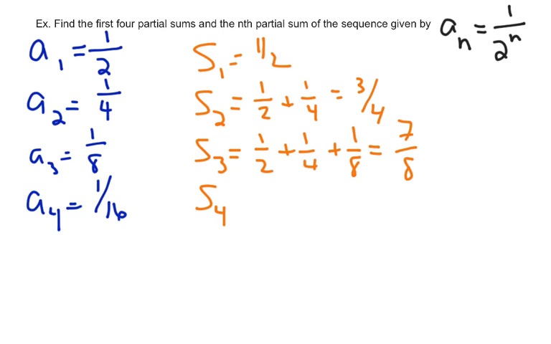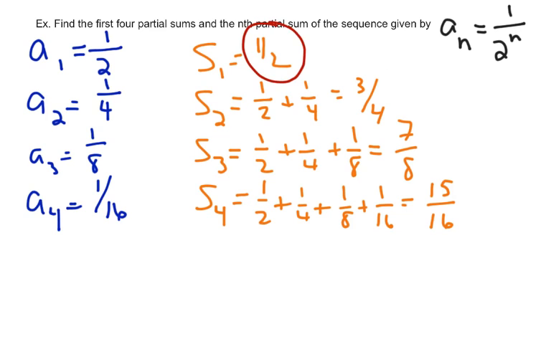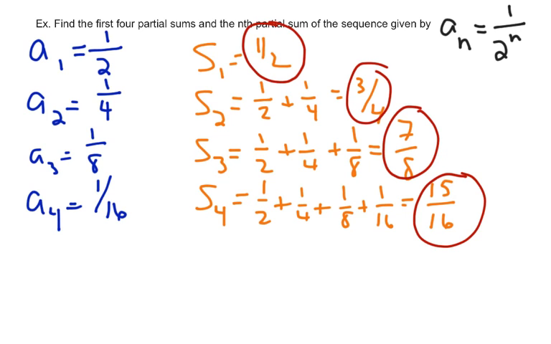And the sum of the first 4 terms is going to be 15/16. So then the next question is, well, is there a definition for what's going on with these sums? Let's look at these sums. 1/2, 3/4, 7/8, 15/16.